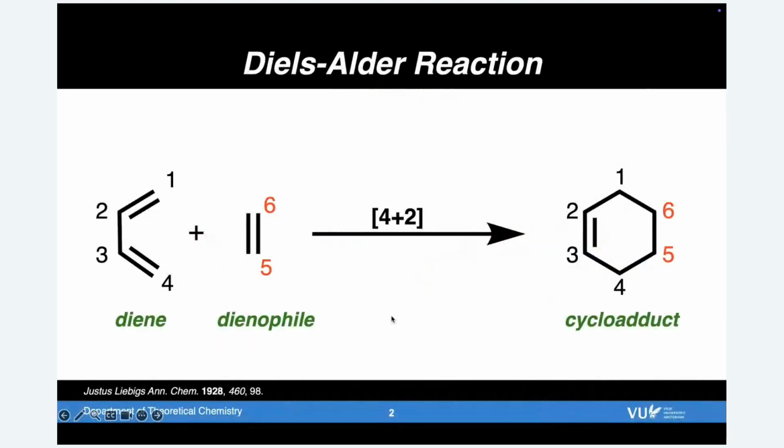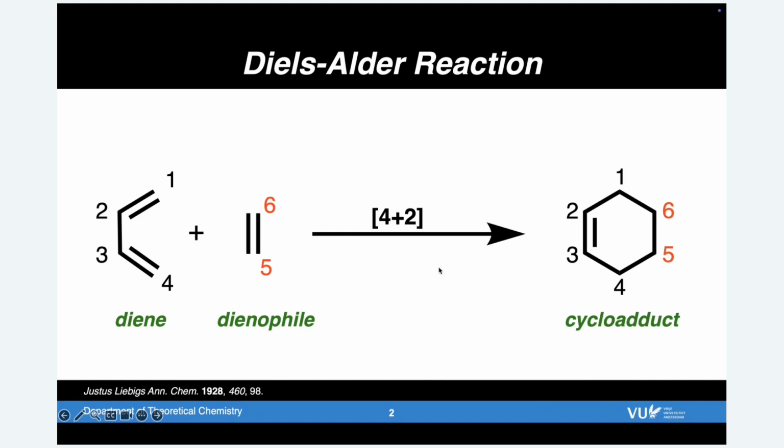So in today's talk, we'll be covering a variety of cycloadditions. The first one will be centered on the Diels-Alder reaction, and that involves the bimolecular association of a diene combining with a dienophile, and this is classed a 4+2 cycloaddition. So you have 4 pi electrons here, 2 pi electrons here.